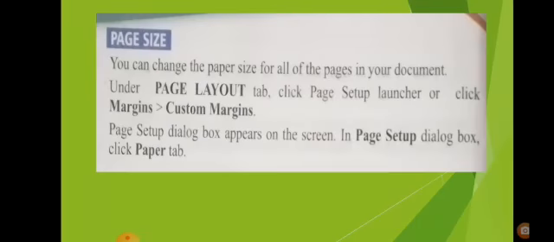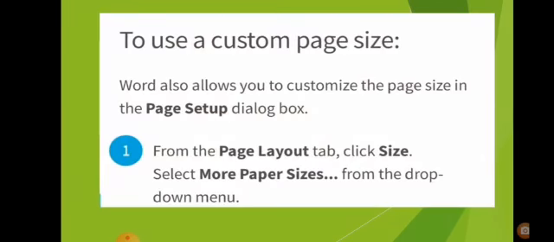Page size. You can change the paper size for all of the pages in your document. Under the Page Layout tab, click the Page Setup launcher or click Margins, Custom Margins. The Page Setup dialog box appears on the screen. In the Page Setup dialog box, click the Paper tab to use a custom page size.